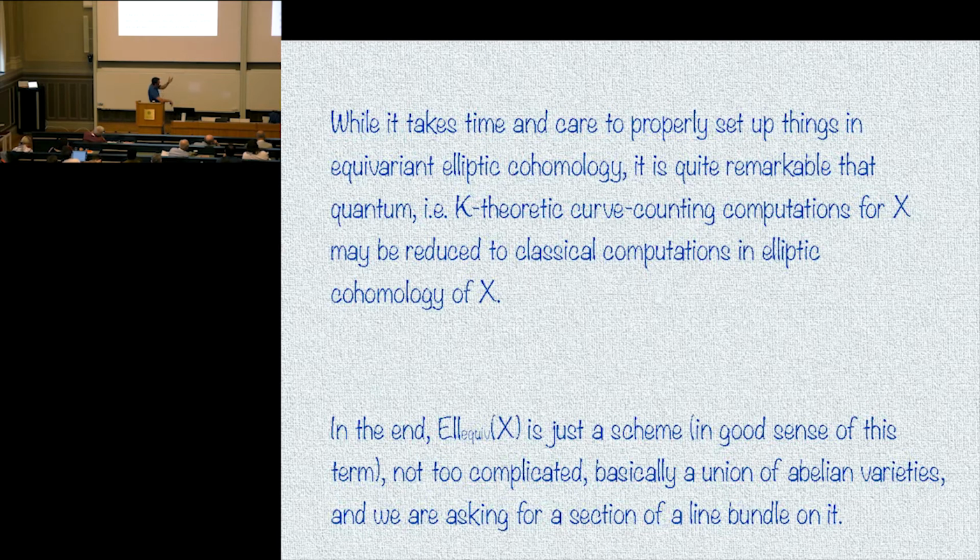So, like I said, what is covariant elliptic homology of X? It's some scheme which is basically a union of abelian varieties. And you're asking for a bunch of elliptic functions that glue together according to what the union is and have a given automorphy. That's all there is.